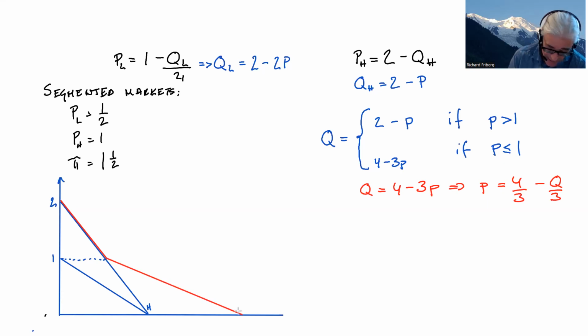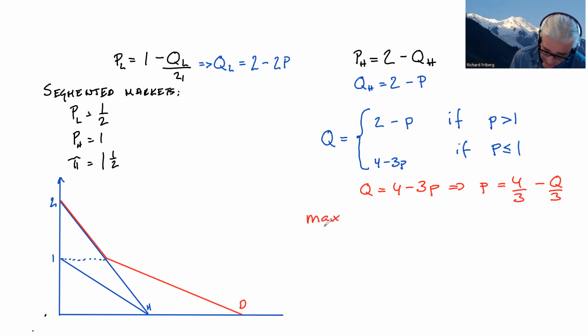So in red, we have the aggregate demand curve, demand from both low and high types, which is relevant when price is below 1. Okay, so let's continue in red. Could be useful. So what's the profit maximizing quantity in this case?